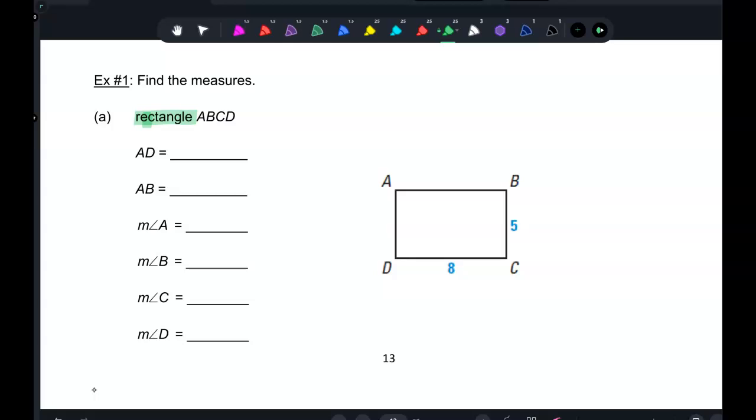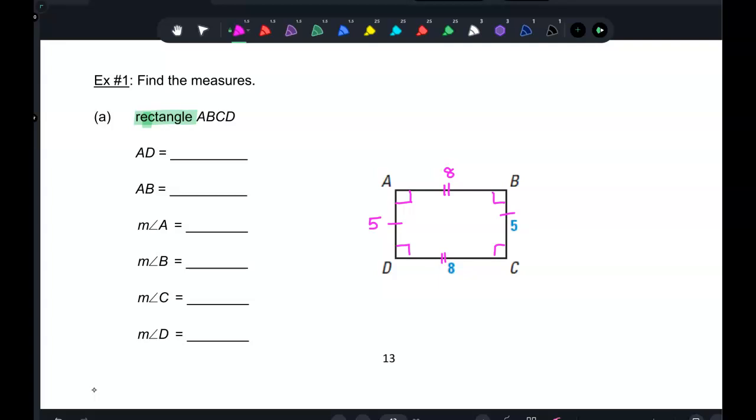Okay, this is a rectangle. So that means all the angles are right angles. Also, because a rectangle is a special type of parallelogram, that means opposite sides are congruent. So if BC is 5, AD is 5. If DC is 8, AB is 8. Sometimes it's helpful to look at the picture and figure out what parts are congruent. Remember, with parallelograms, the opposite sides are always going to be the same.